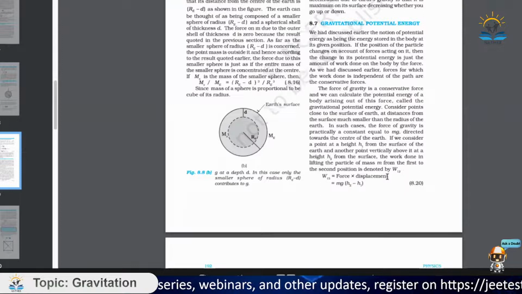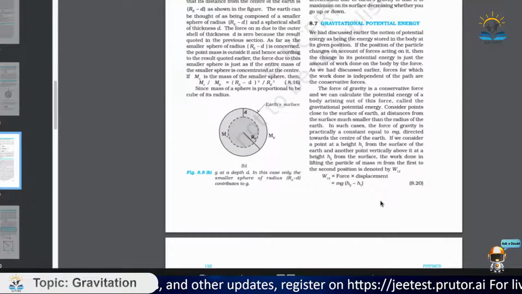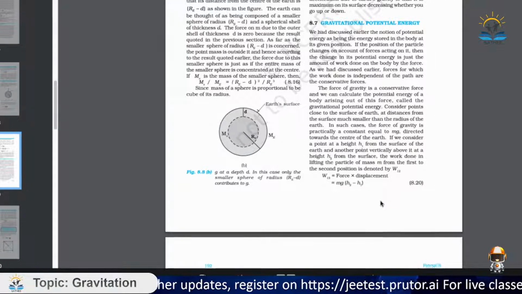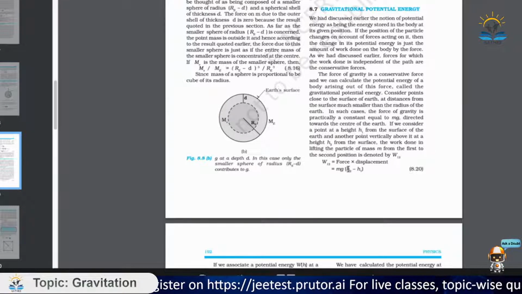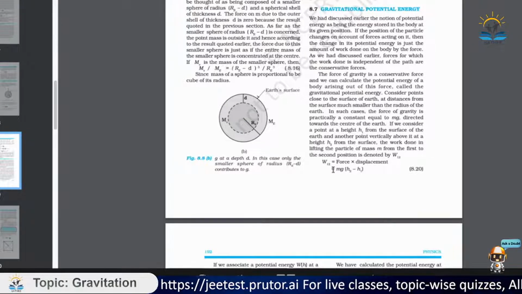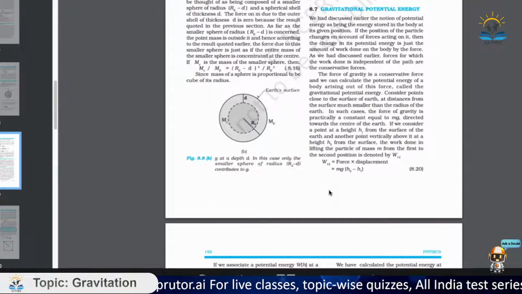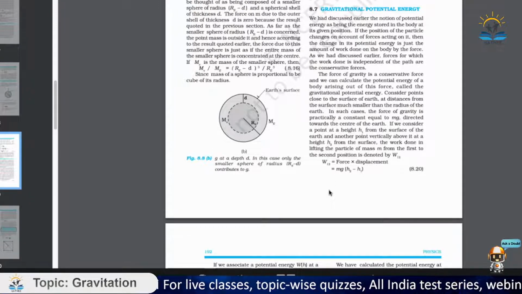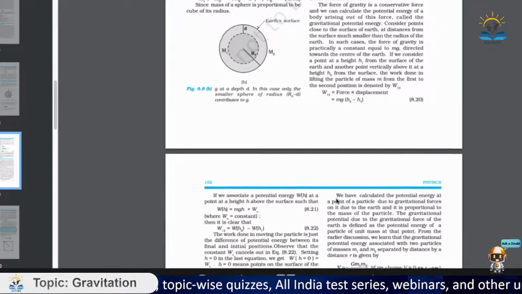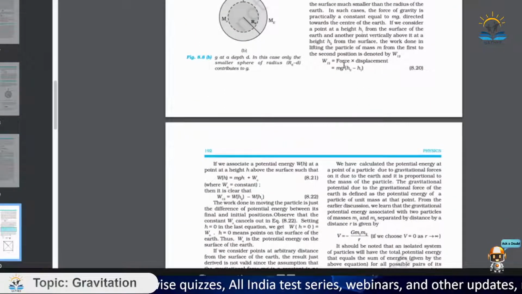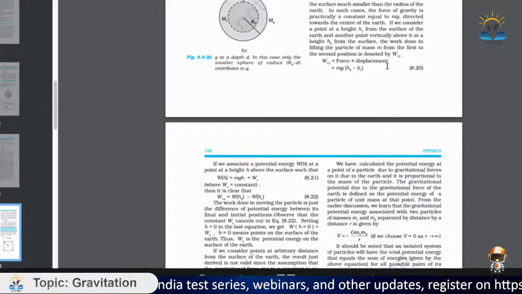Now we will be seeing gravitational potential energy. The formula that we would be using for gravitational potential energy is this. The gravitational potential energy is defined as work done per unit mass to displace it from point 1 to point 2 under the action of gravitational force. These are the formulas that would be helpful in doing questions of gravitational potential energy.